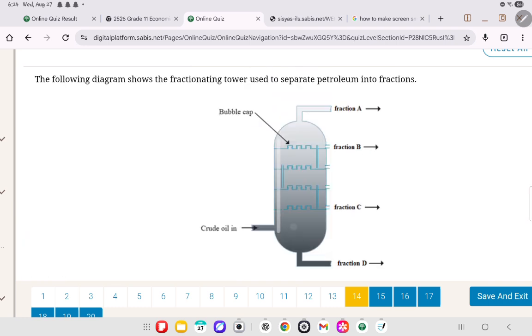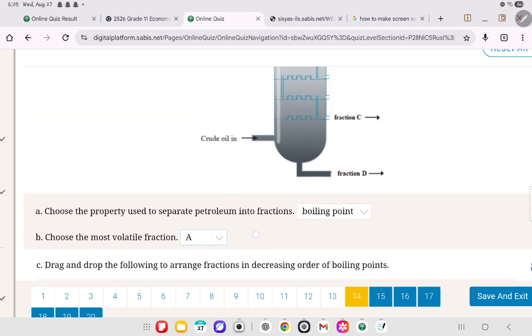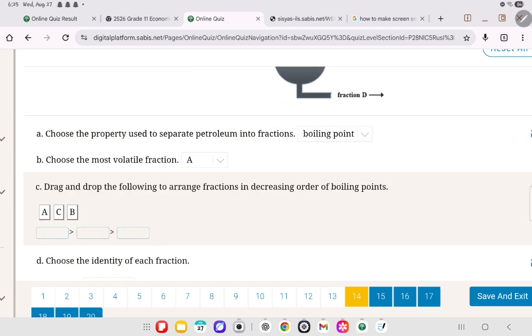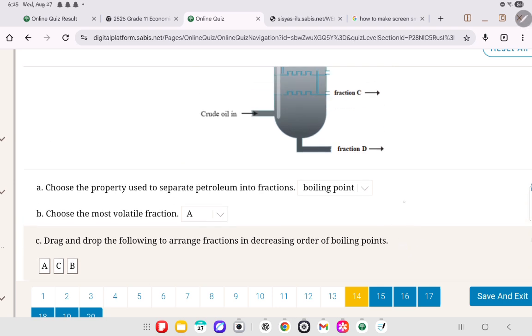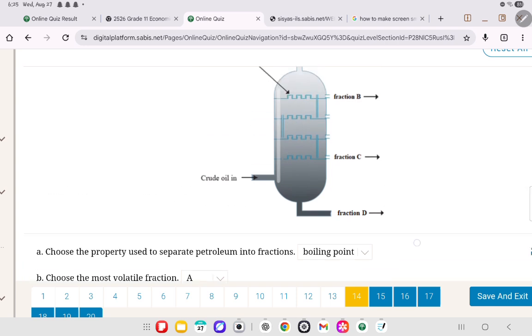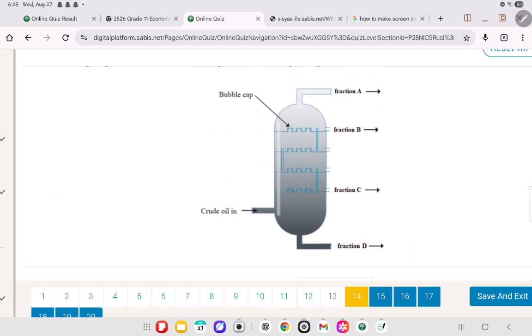Now, the most volatile fraction, meaning the fraction that has the least boiling point, is always the fraction on top. What's the fraction on top? The fraction on top is called fraction A. So again, most volatile fraction means it has the least boiling point, and the fraction on top is fraction A. Now, drag and drop the following to arrange fractions in decreasing order of boiling points. How do you know which one has a decreasing order of boiling points? Again, it's based on the fractions. The lower the fraction, the higher the boiling point. The higher the fraction, the lower the boiling point.